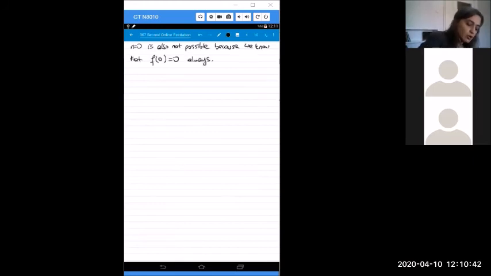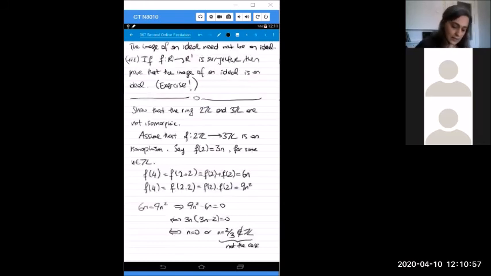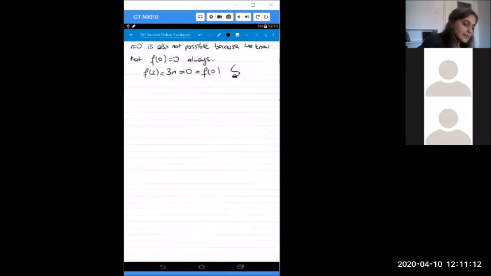But if n is equal to 0, since we have claimed at first that f of 2 is equal to 3n, this means that f of 2 is equal to 0, and this is not the case, right? So in each case, n is equal to 0 is also not possible. So this means that our first assumption that f is an isomorphism between 2z and 3z is not correct.